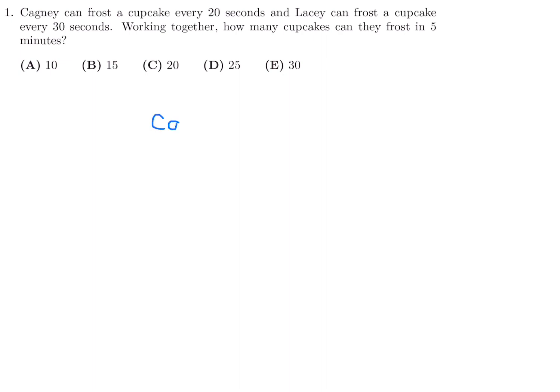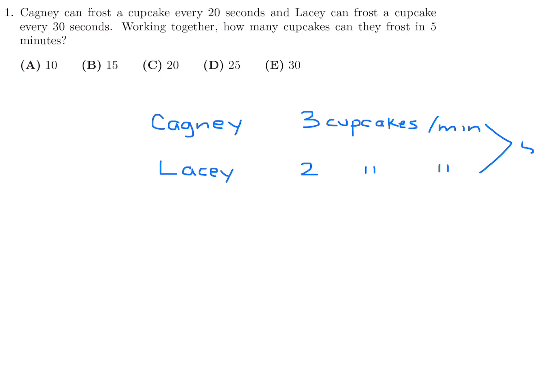Well, Cagney takes 20 seconds for each, so in 1 minute it's 3 cupcakes. So 3 cupcakes every minute. And then Lacey is 30 seconds for 1, so that means 2 cupcakes every minute. So working together, basically it means that they can frost 5 cupcakes per minute.